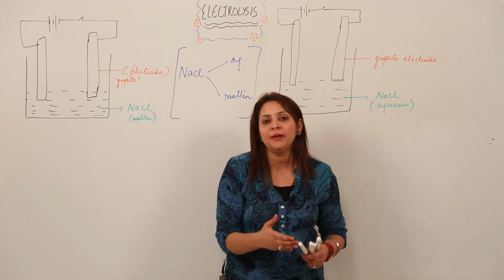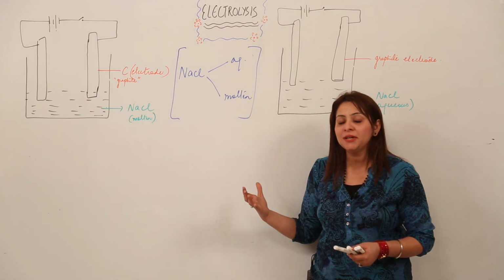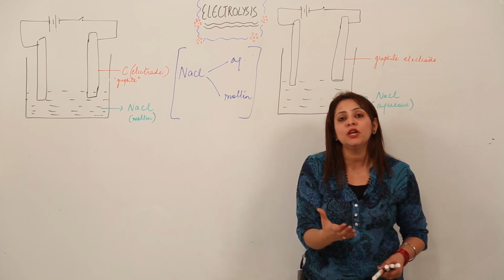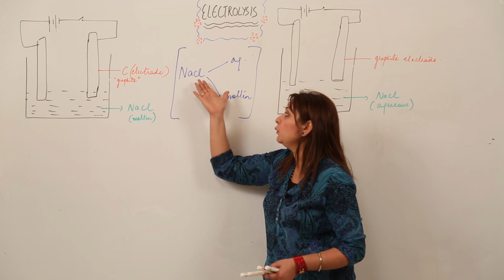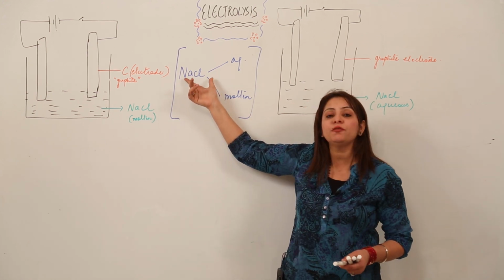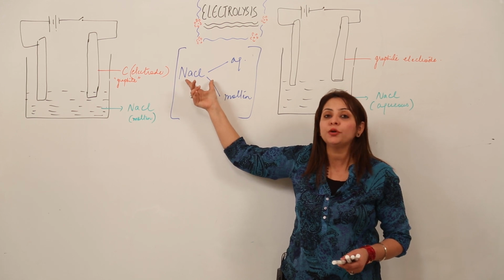So I will explain by taking a few examples, and I will also explain how electrolysis differs for a molten one or an aqueous solution, right? So I am taking into consideration the first example, that is sodium chloride, right?